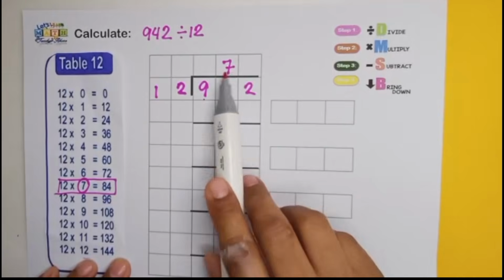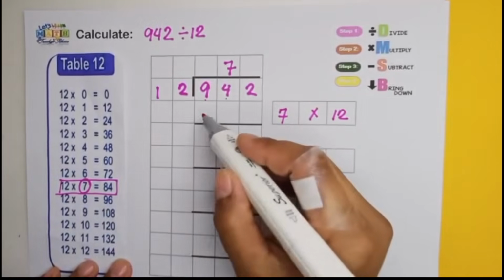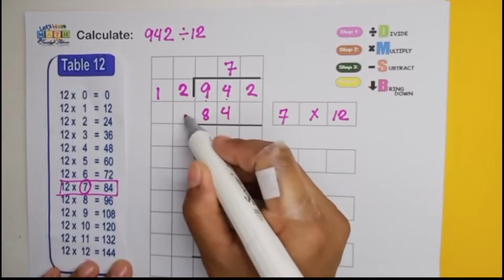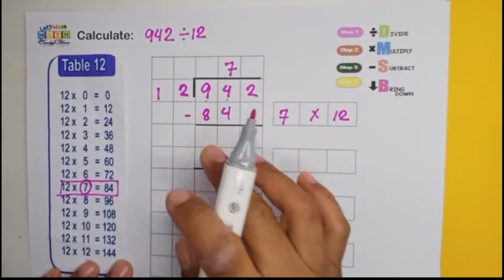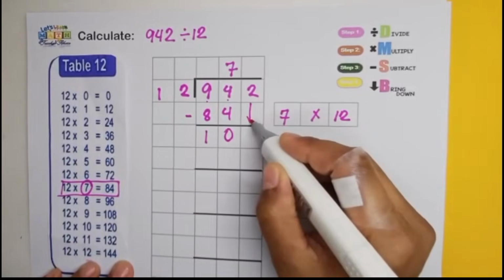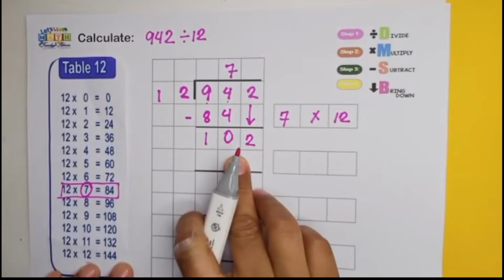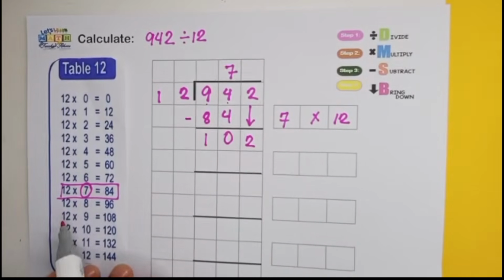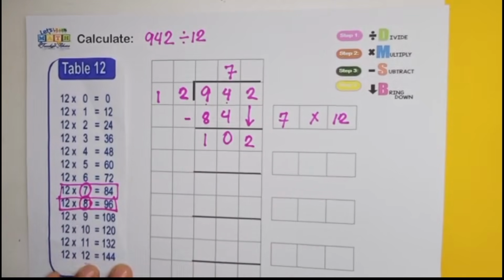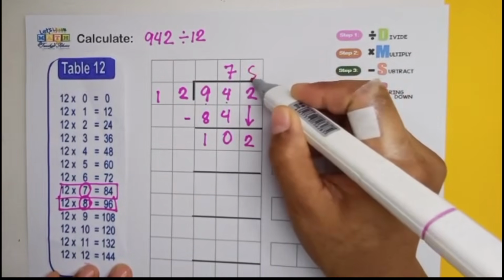Next step, 7 multiplied by 12 will give me 84. Next step, subtract. 94 minus 84 will give me 10. Bring down 2. Now, how many groups of 12 can I get in 102? Looking back into the multiplication table of 12, I can only get 8 groups of 12 from 102. So 102 divided by 12 will give me 8.